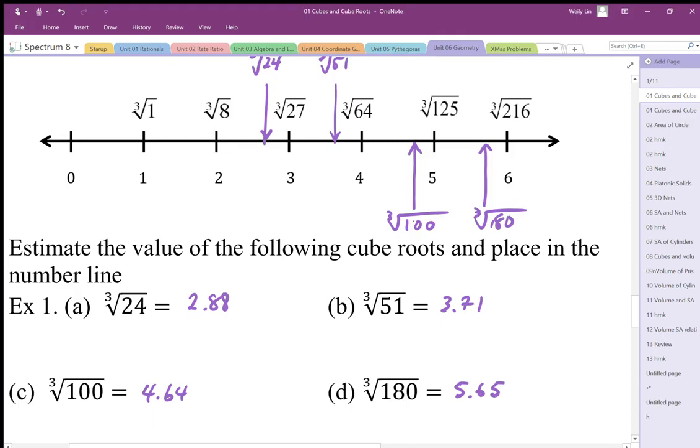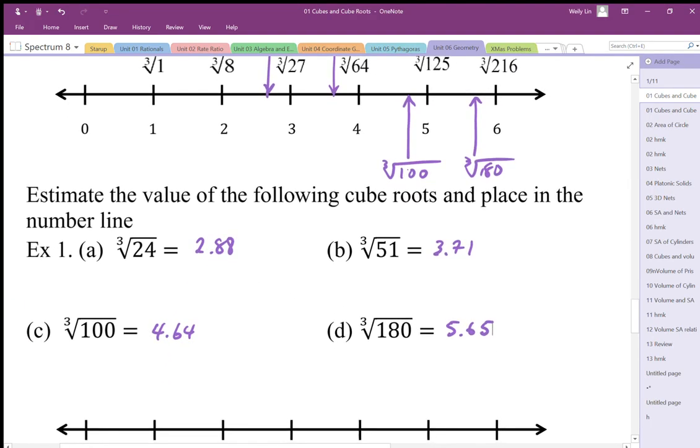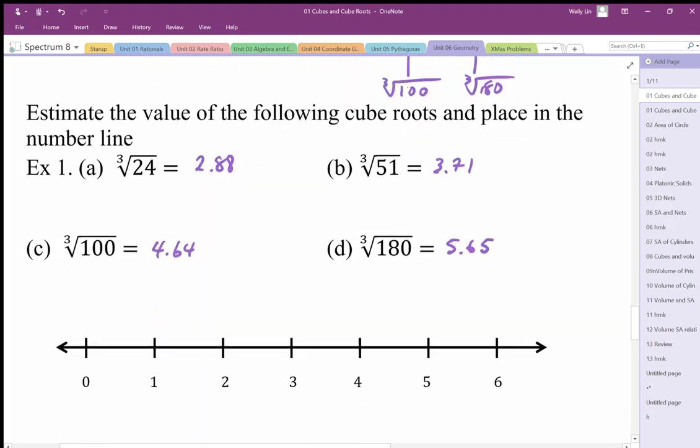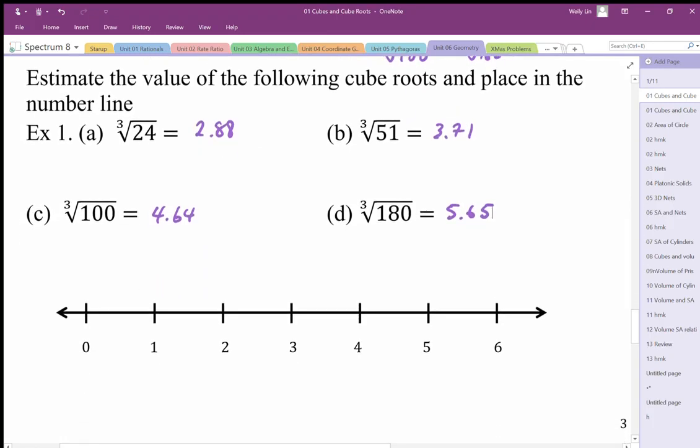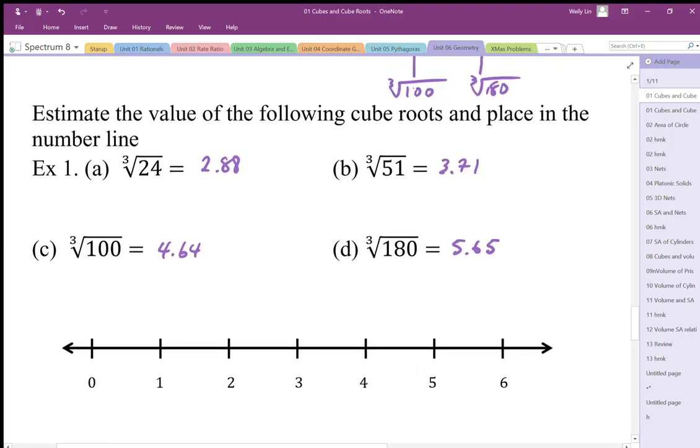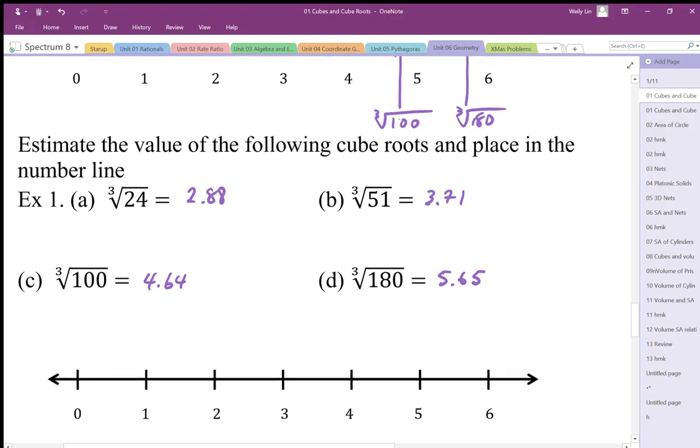Okay, so we need to be able to estimate. Here I use the calculator to just check my answers and to make sure they're in the right place on the number line. Okay, oh, I put the cube roots on that number line instead of on the one on the bottom, but hopefully you get the idea.